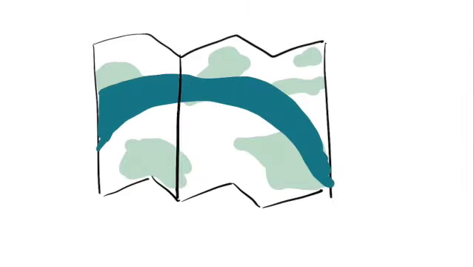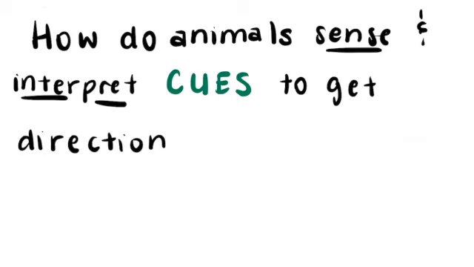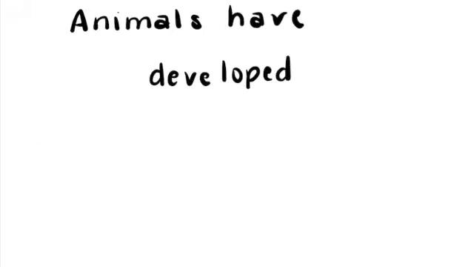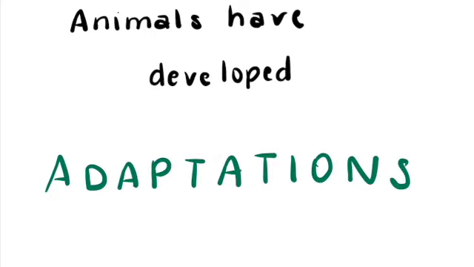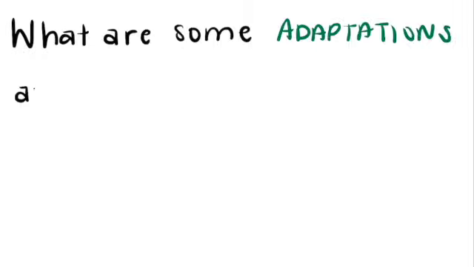Now that we have talked about many of the cues animals use to navigate, how do they sense and interpret these cues to get directional information from them? Animals have developed a variety of adaptations that enable them to use these cues to navigate. So, what is an adaptation, and what are some adaptations animals have developed to navigate?